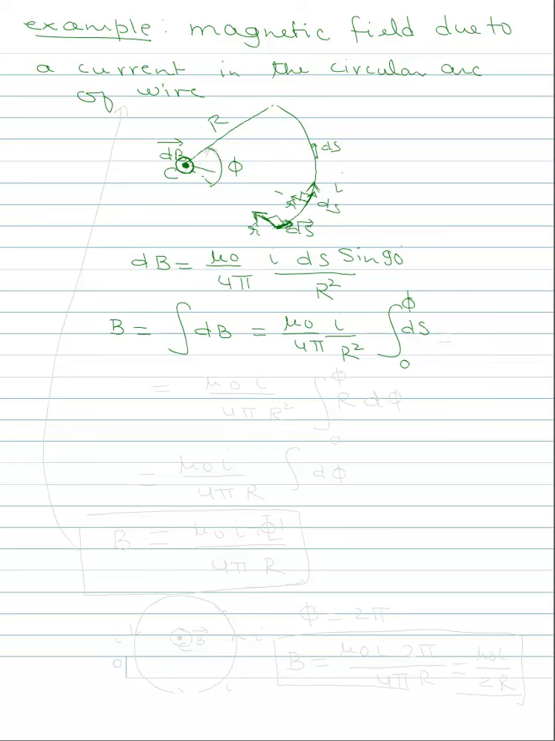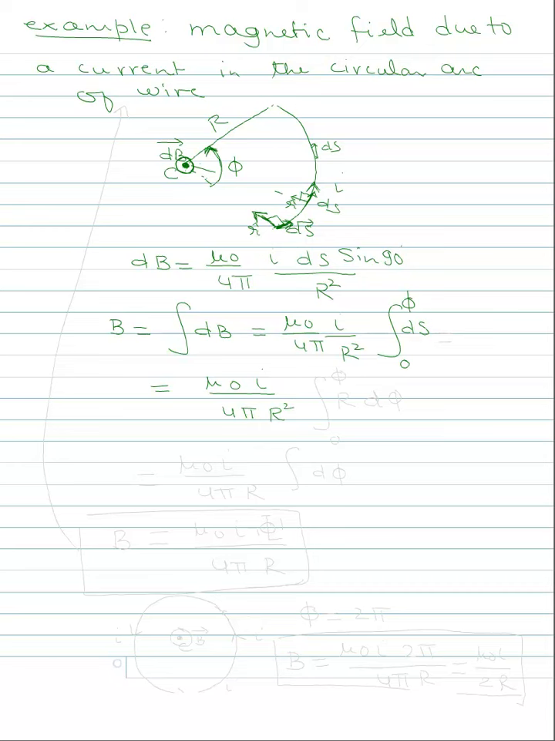If we are considering some point here where the angle phi is 0, and then as you keep going the angle phi keeps increasing, all the way till the angle becomes phi. And this thing is nothing but just r times phi. So you can see that this will be just mu 0 I over 4 pi r square times this thing.